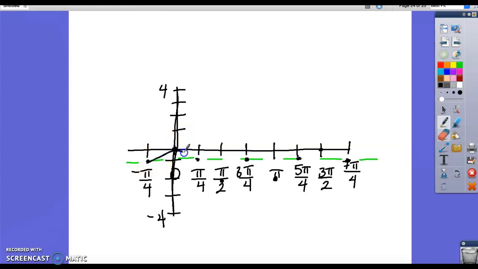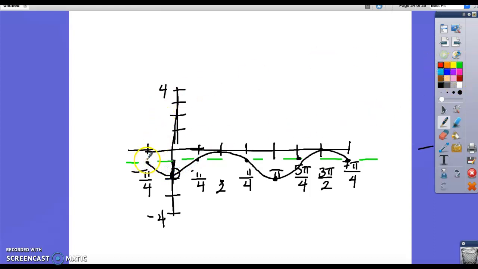Okay, wait, what did I do wrong here? So we started here. So here's that first period. This one should have gone up, midline, down, midline. Okay, so there is my sine function.